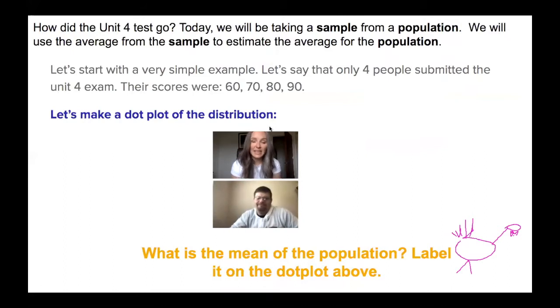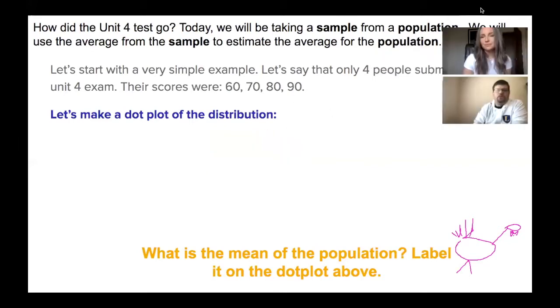Today we'll be taking a sample from a population. Let's say our population is just these 4 numbers, 60, 70, 80, 90. We want to take a sample. It's a small thing because it's going to make things easier for us to understand. We're going to use the average from the sample to estimate the average for the population.